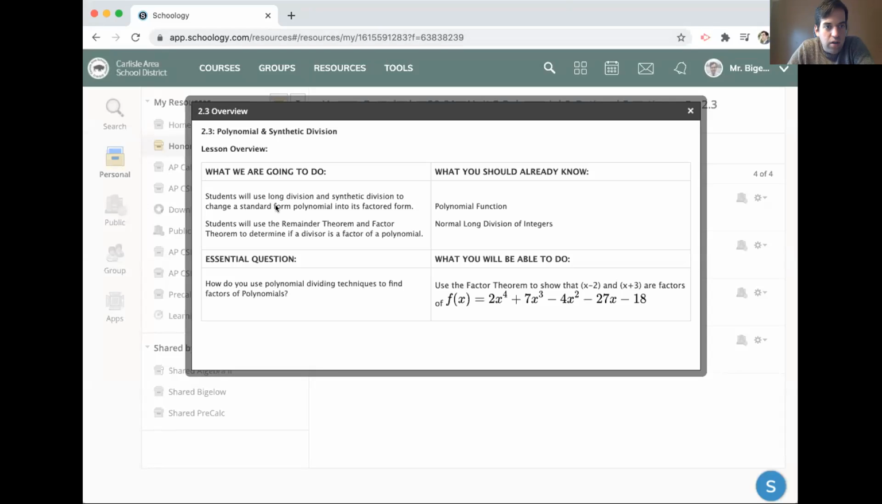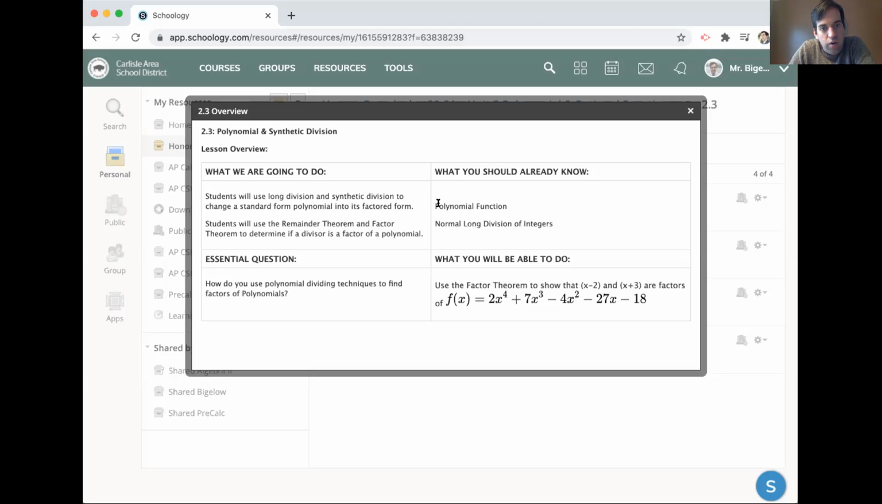You will be learning to use long division and synthetic division to change a standard form polynomial into its factor form. And you will use the remainder theorem and factor theorem to determine if a divisor is a factor of a polynomial. So we're going to learn about polynomial long division, synthetic division, and then we're going to learn these two theorems, the remainder theorem and the factor theorem. The essential question today is, how do you use polynomial dividing techniques to find factors of polynomials?